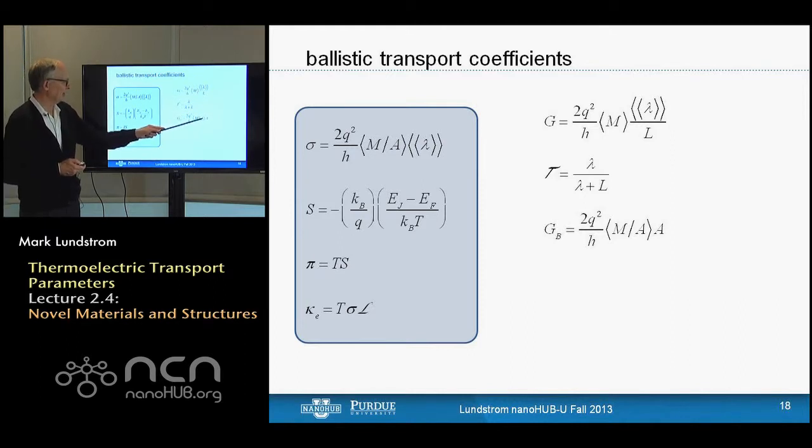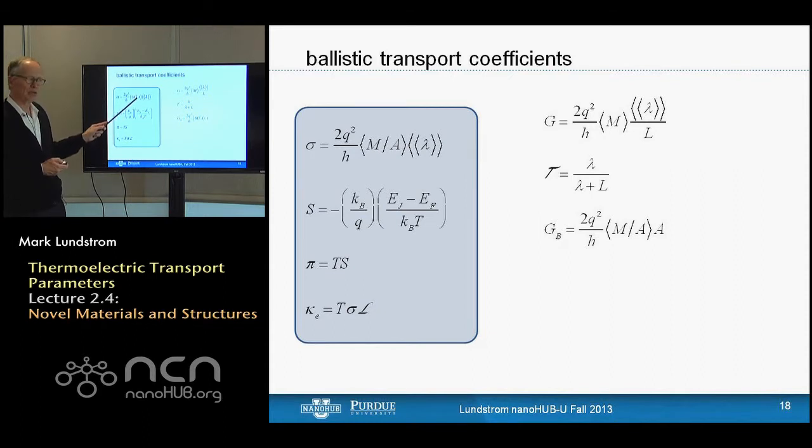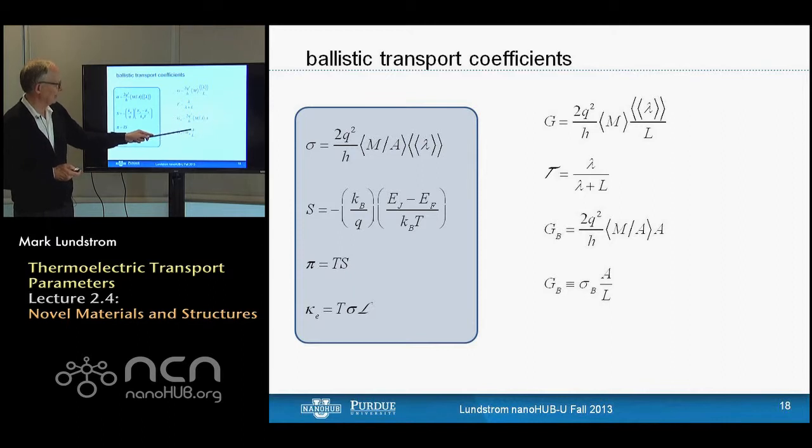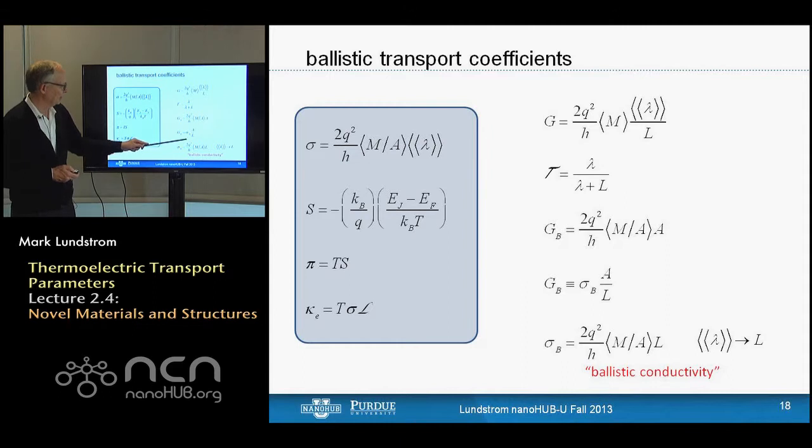If I multiply by area, divide by area, I'll make it look like my bulk expression. Then I can convert it to a conductivity in the ballistic case by writing this conductance as ballistic conductivity times area divided by length. See, I've already got an area here, so I have to divide by length and then multiply by length. And the result is that this will be our expression for the conductivity when the transport is ballistic. And you'll notice that something very interesting has happened.